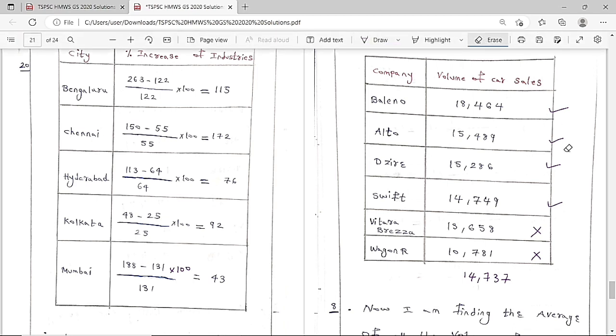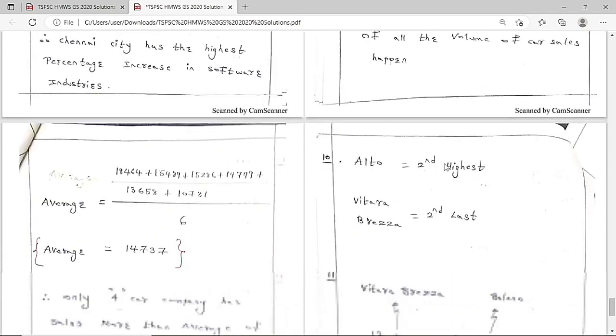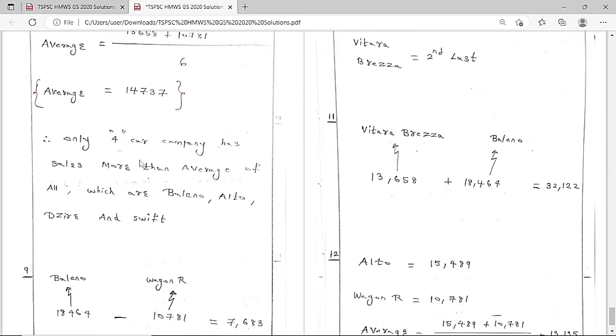Like this, you always have to do your analysis in order to solve this type of question. Therefore, we can say finally that the 4 car companies having sales greater than the average of all the sales are Baleno, Alto, Desire and Swift. The same thing I have written here. So this is the correct solution of this question.